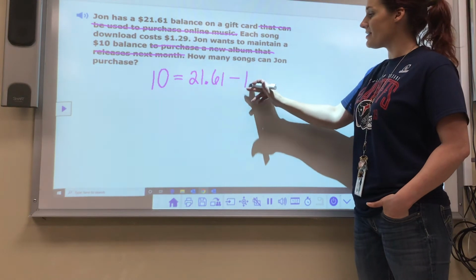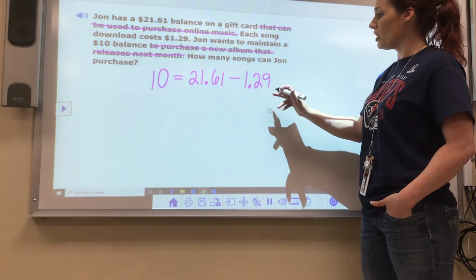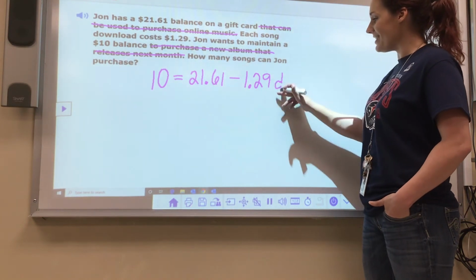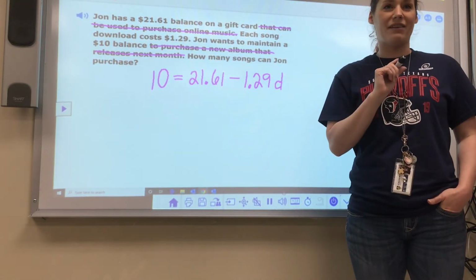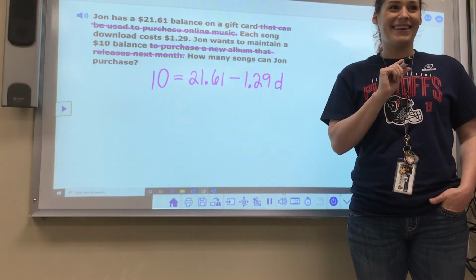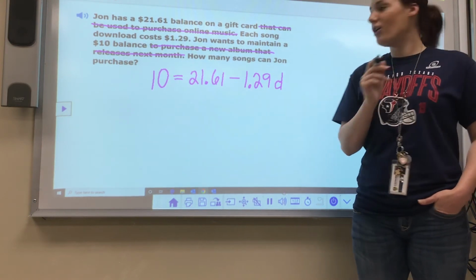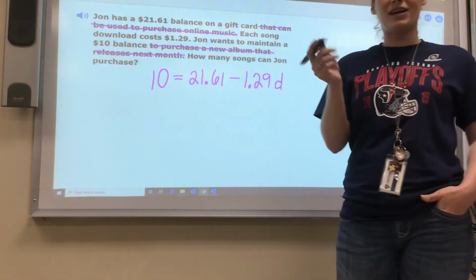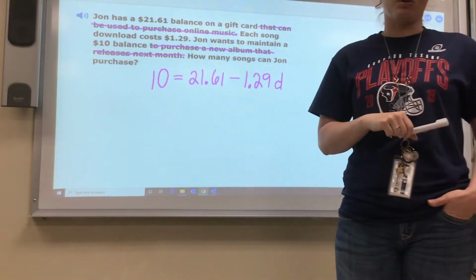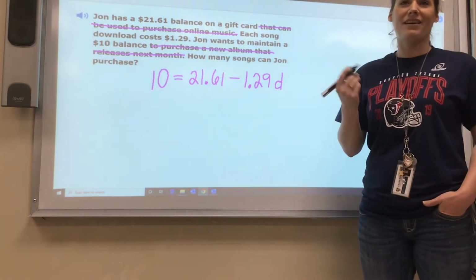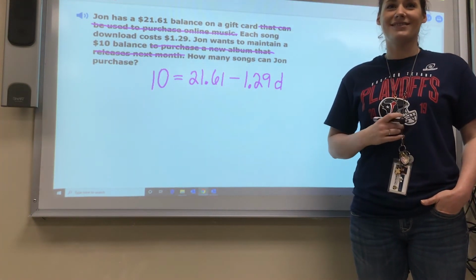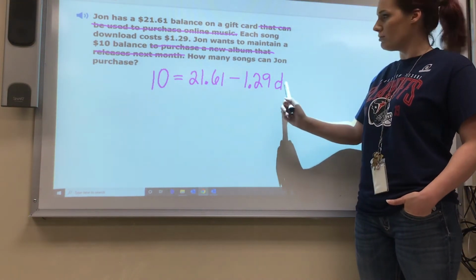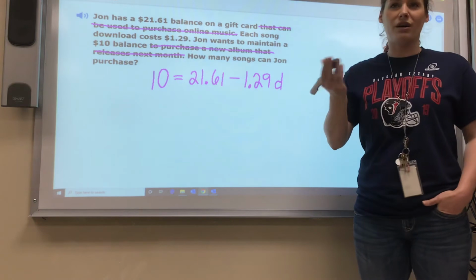Now they don't tell us what variable to use in this problem. So I'm gonna say it's $1.29 per S, a song. I don't like using S only because my S's look like 5s. I can't put an S in an equation because I get it mixed up with my 5s along the way. So go ahead and use an S for song if you would like to. I'm going to use D just for download. Each song download, I'll use that instead.